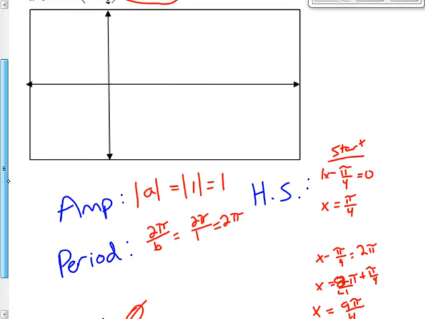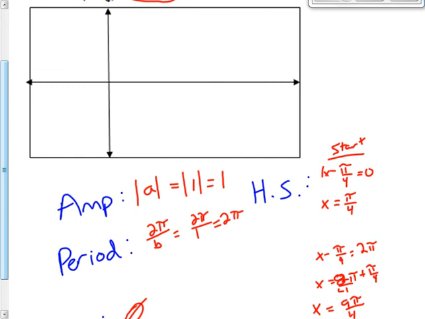So I want to do them in this order, vertical shift. Well, there wasn't any. Okay, so there's no vertical shift in this. Then I want to do the amplitude. Well, the amplitude is a 1, so I go down 1 and up 1. It's best if you try to make those so that they match up, so that your graph looks like it actually goes the same amount above the graph as it does below. Then I want to start looking at the period.